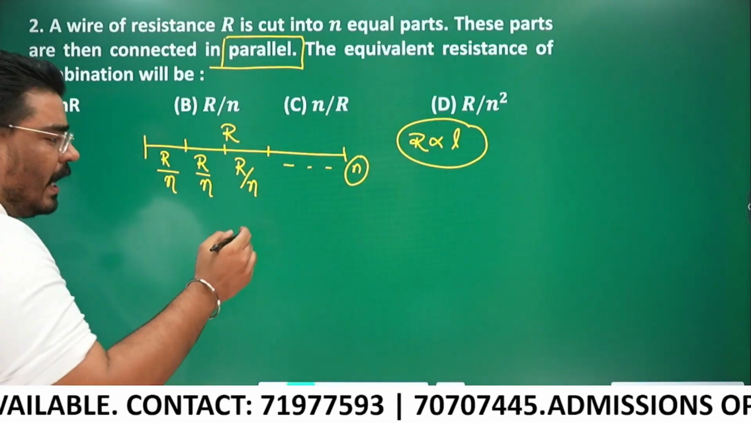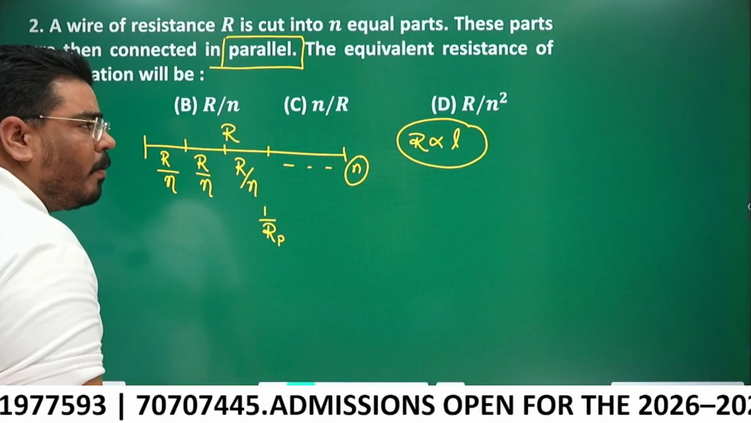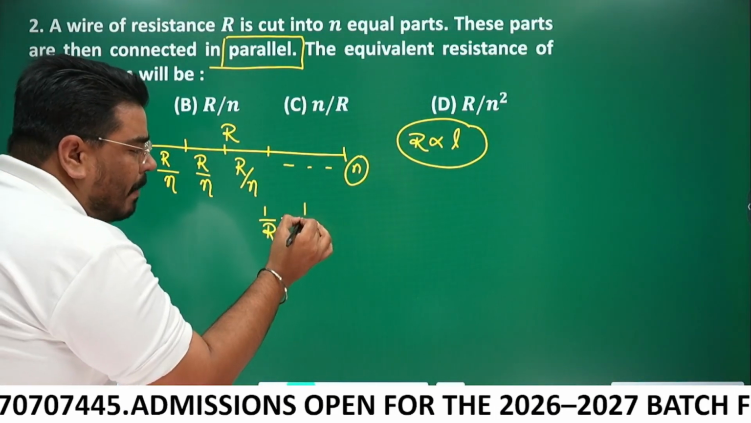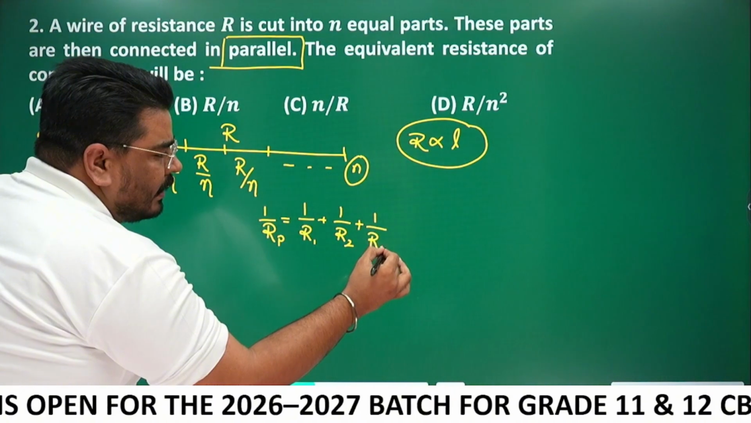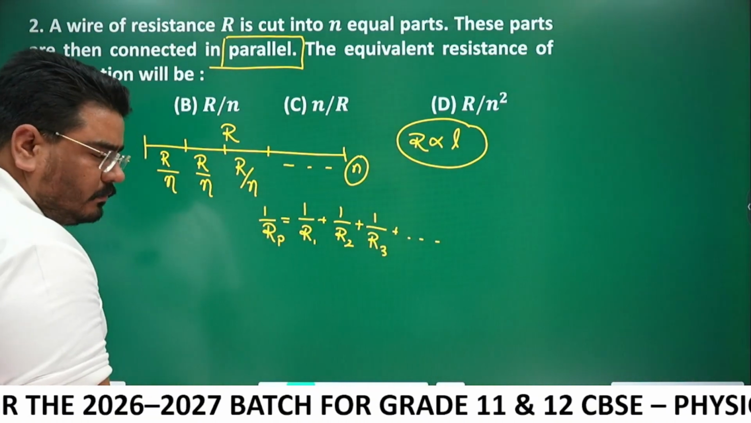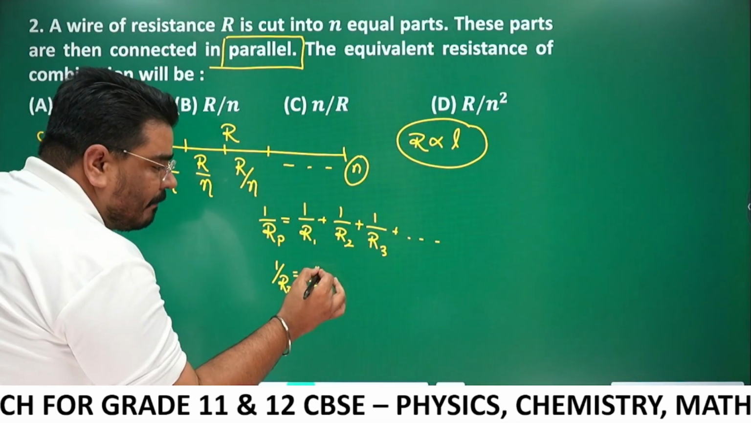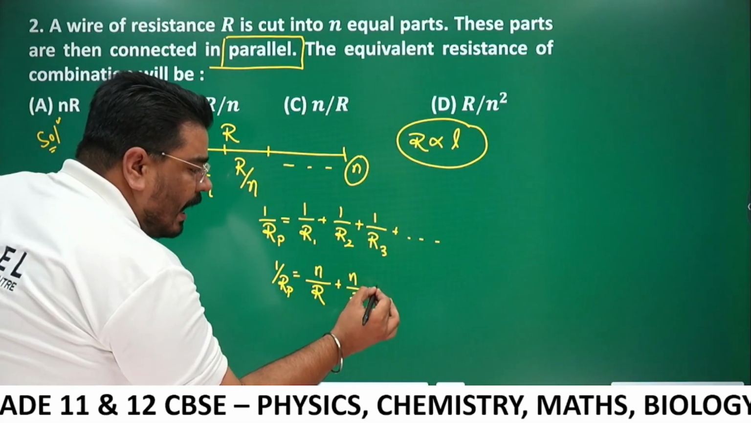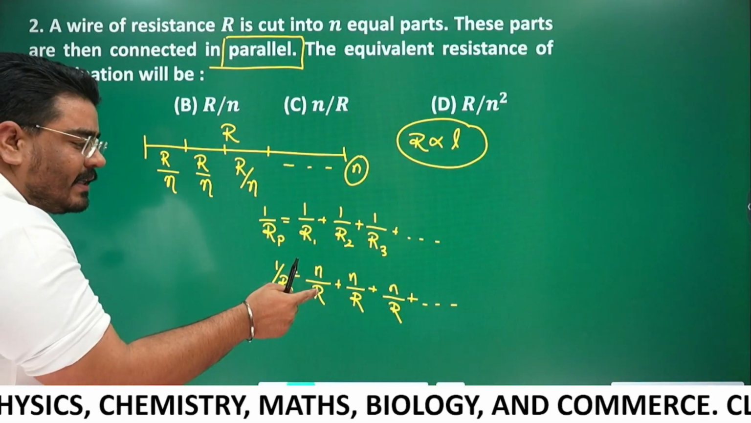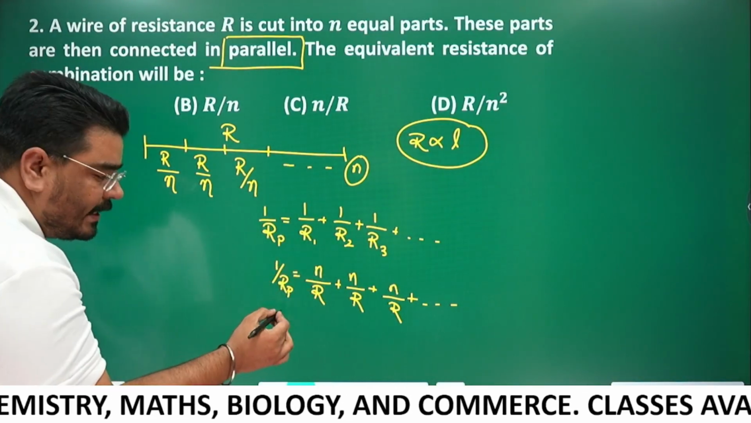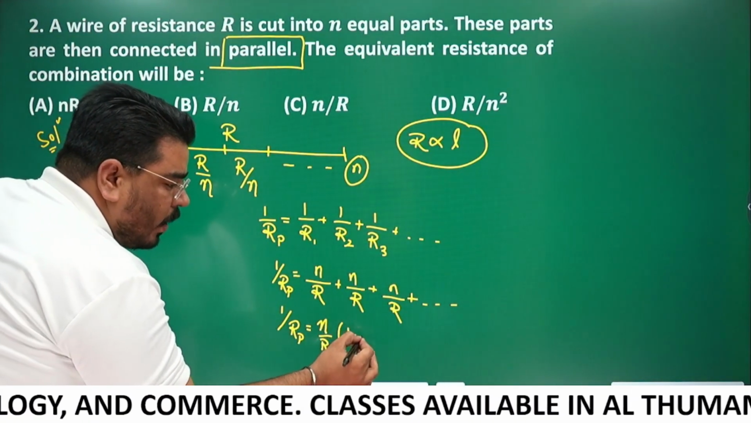Let's go to the basic formula: 1 by Rp, the equivalent resistance of a parallel combination, is equal to 1 by R1 plus 1 by R2 plus 1 by R3 up to n values. Now, here every resistance that is given to me is R by n. If every resistance is the same, can we take it common? Why not? n by R can be taken common. 1 plus 1 plus 1.